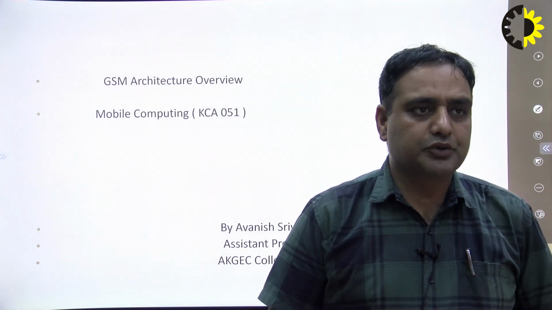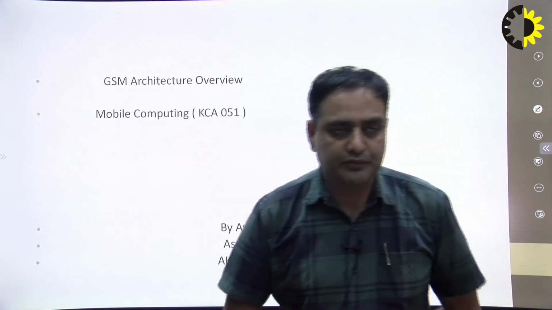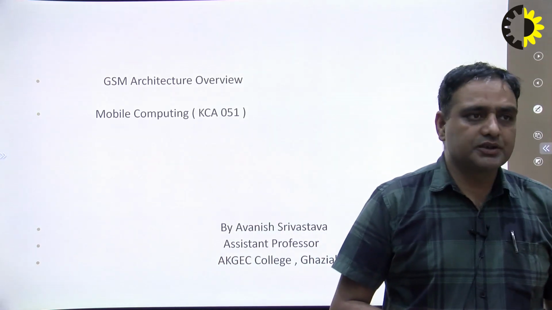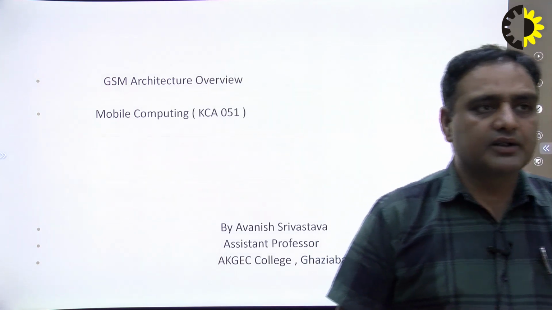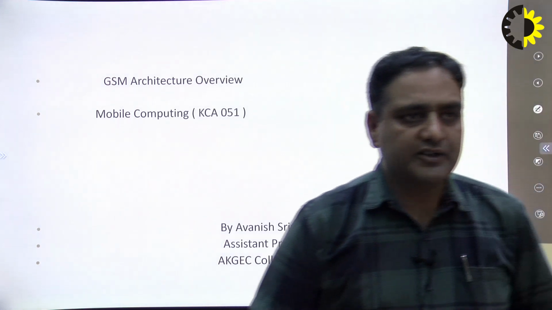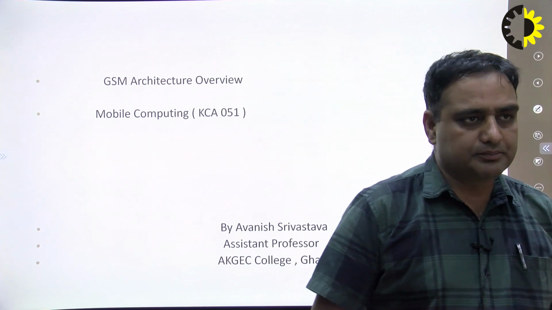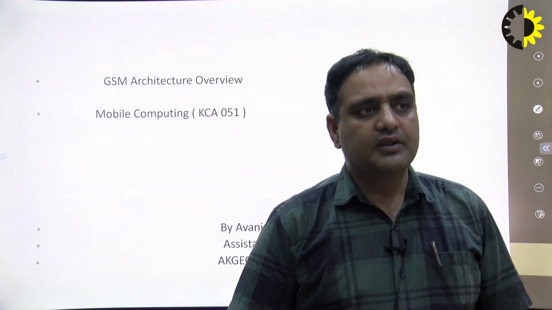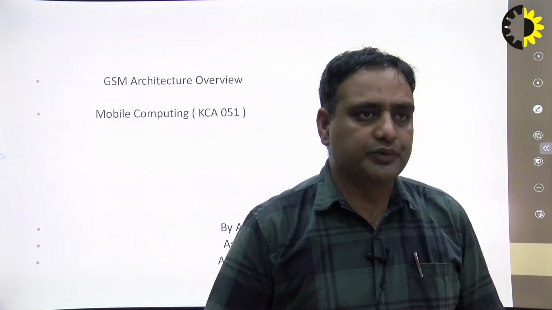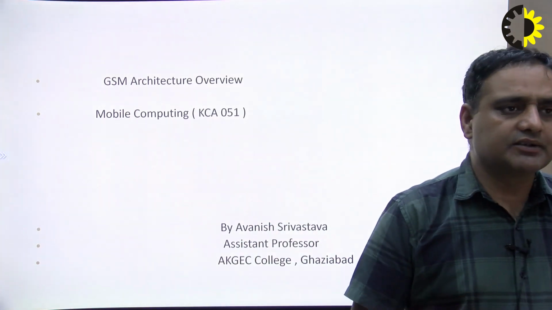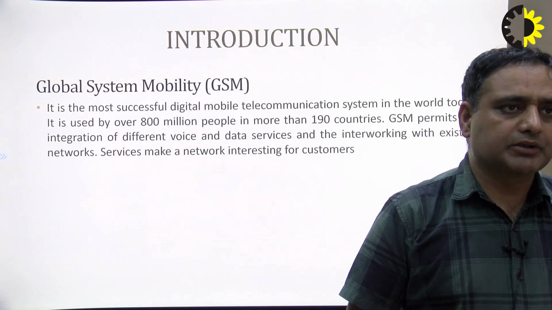The subject code is KCA 051. This subject is studied in MCA 4th semester. There are 5 units in this particular subject, mobile computing, in which the unit 1 topic is GSM architecture overview. Here I am discussing the topic of GSM architecture overview.